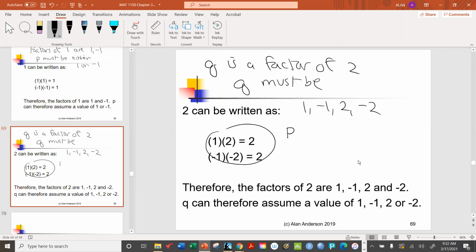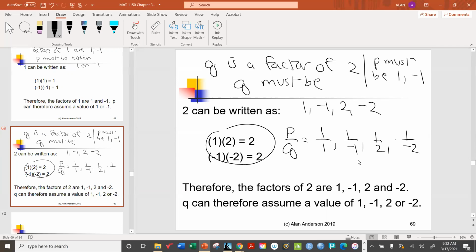So therefore, P over Q, ooh, this is going to be a lot, isn't it? So P must be 1 or negative 1. So we're going to have 1 over 1, 1 over negative 1, 1 over 2, 1 over negative 2. And then we have to repeat, oh my God. But luckily, some of these might be duplicates.